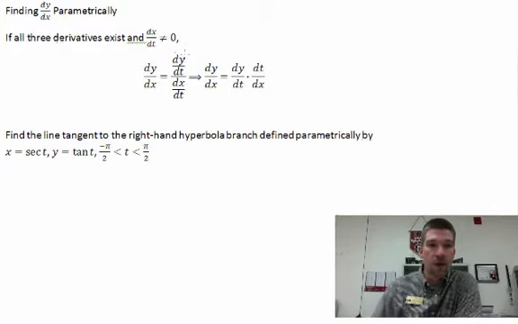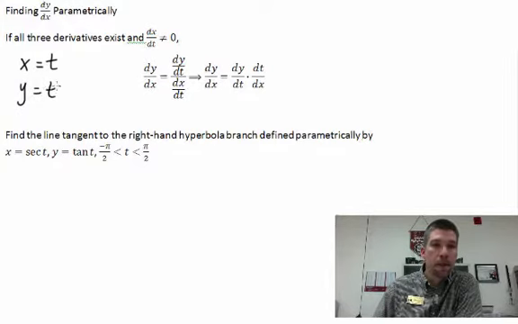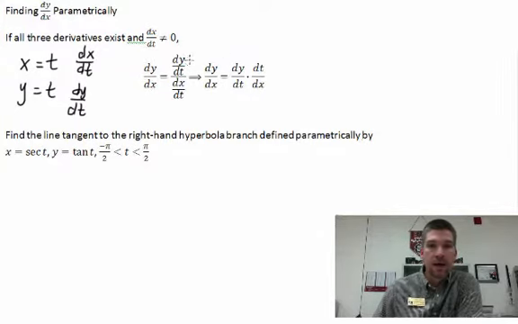So if you'll just notice right here, let's go with x equals something in t and y equals something in t. When I take the derivative of x, I'm going to have dx dt, and when I take the derivative of y, I'm going to have dy dt. And so when I put dy dt over dx dt, I end up with dy dx.